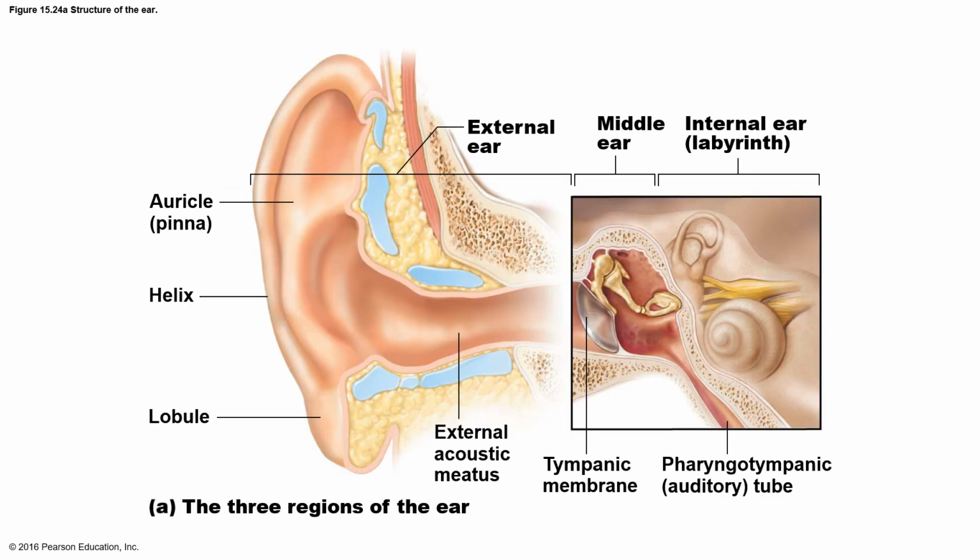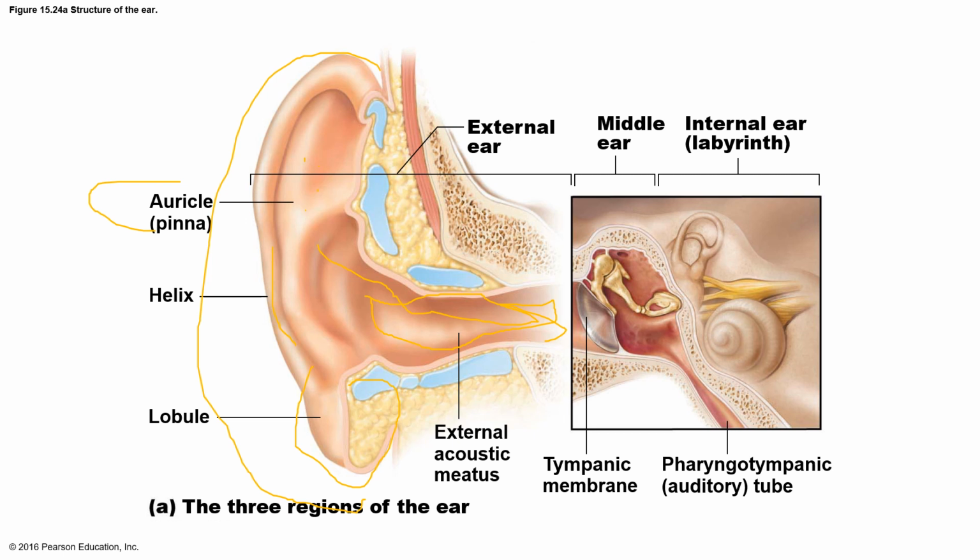External ear, so auricle. So in acupuncture we have auricular acupuncture. It is needling different spots on the ear. So this whole thing, auricle or pinna, obviously this is the ear lobe or lobule. Right here is the helix. And the external acoustic meatus, or the EAM, the hole for the ear.